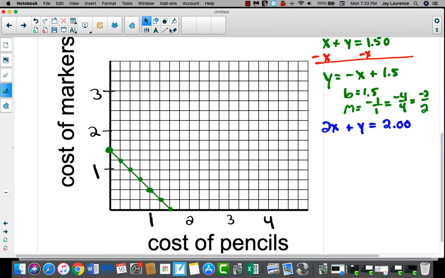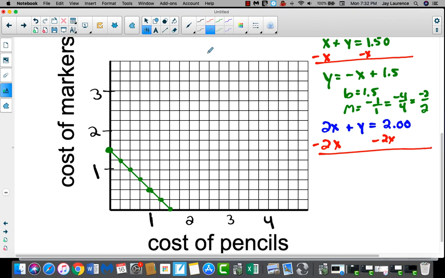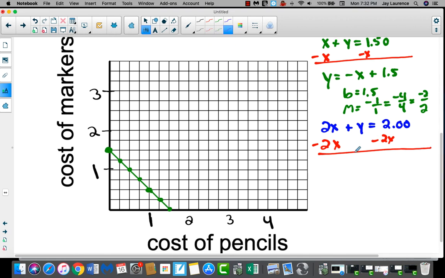Okay. Now, when I do my blue one, by the way, never mind. I won't go into that right now. I'm going to get my y-intercept form of the blue equation. So I'm going to subtract 2x from both sides. And when I do that, I'm going to get y equals negative 2x plus 2.